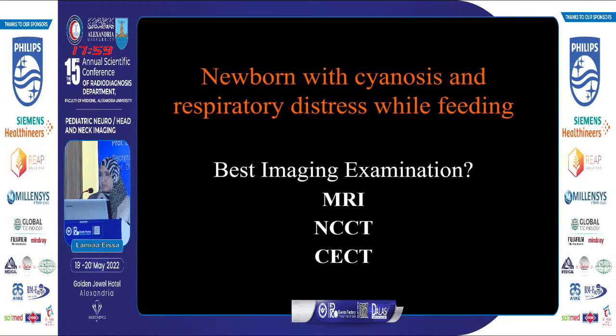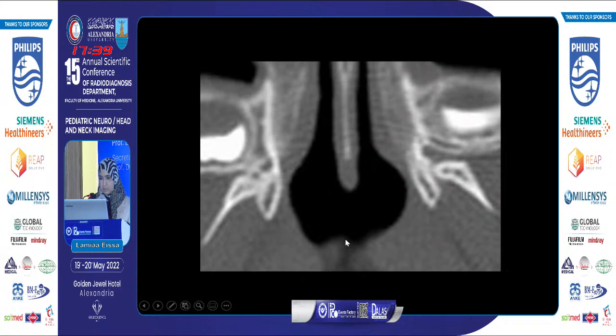A newborn patient with cyanosis and respiratory distress while feeding. The constellation of this clinical data must help us choose the best imaging examination. For this baby with cyanosis and respiratory distress while feeding, and no masses or hypertelorism, the best imaging is non-contrast CT.